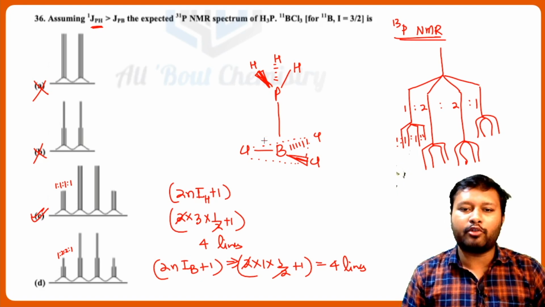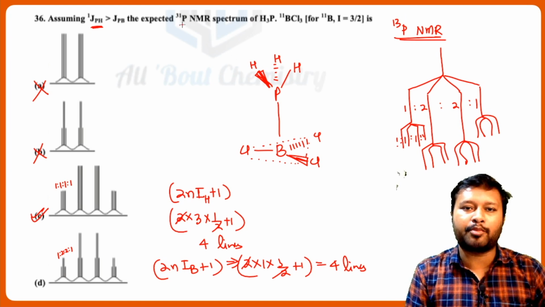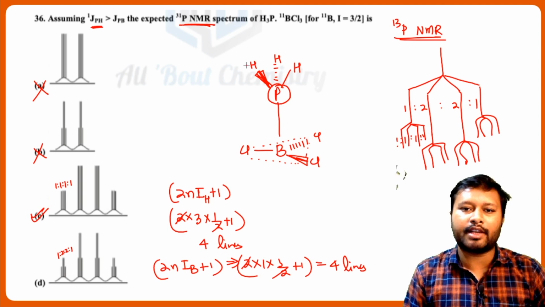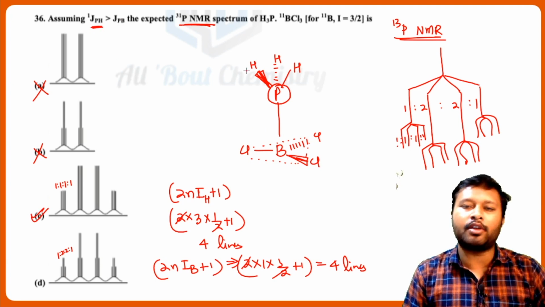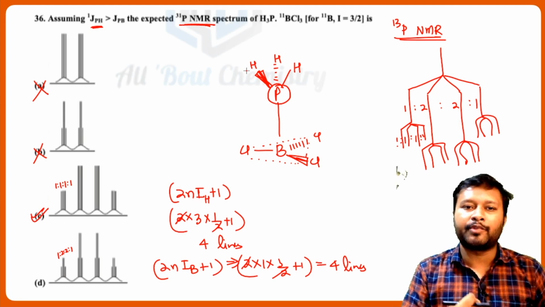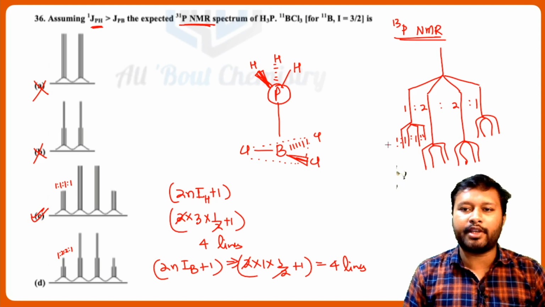Okay, what was happening here is that we were looking at 31P NMR, so we were looking for phosphorus, and phosphorus is attached to hydrogen directly, and it is attached to boron also directly. In the question it was said that JPH is more than JPB. That means who is going to cause splitting first? Of course hydrogen, because it has the larger J value. So that's why hydrogen is going to cause splitting first.